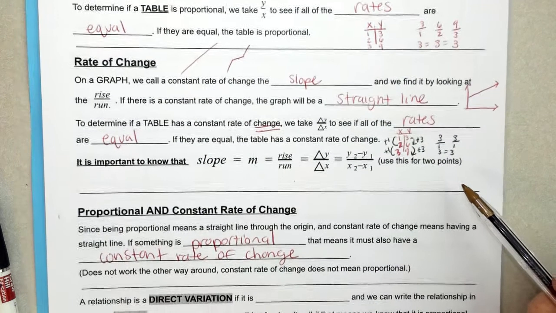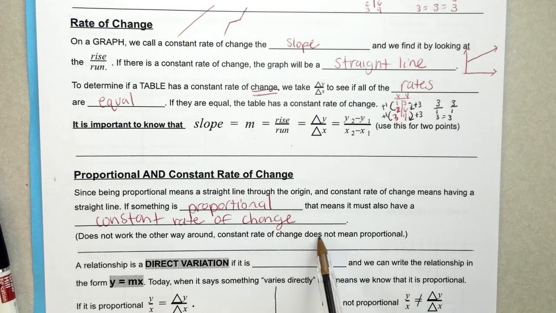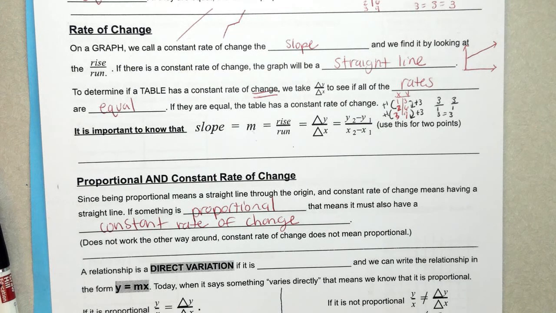So notice we have that disclaimer here. Does not work the other way around. Constant rate of change does not mean it's going to be proportional. It could be, but it doesn't mean it will be for sure. Okay? That was all review so far from the last 2 lessons.